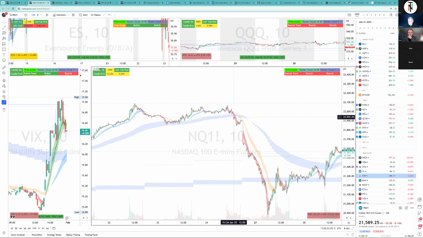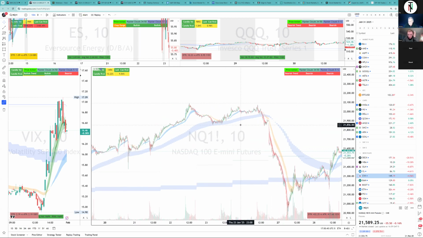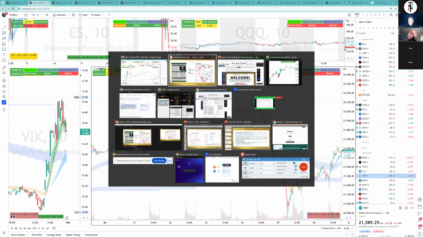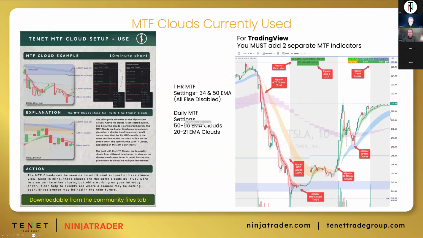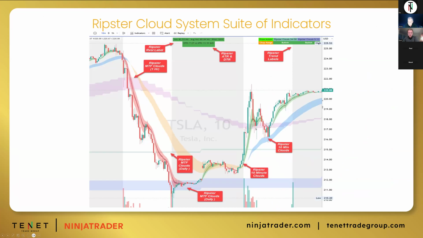Imagine you are a swing trader and you are short on NQ futures. You short under the Ripster MTF cloud and you hold your short until the Ripster MTF cloud turns, or maybe you hold your short wherever your target is, right? So you can see that. Those are the Ripster MTF clouds. I tweet about it 100 times. We use it daily. Very simple concept, nothing crazy about it. So you can use that.